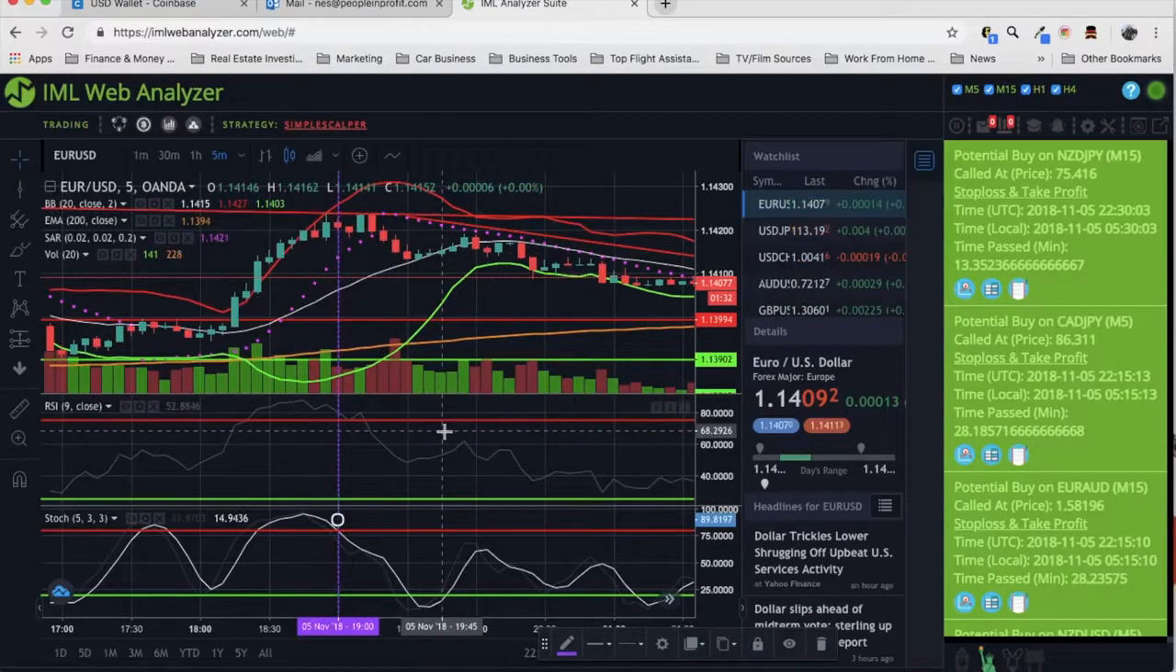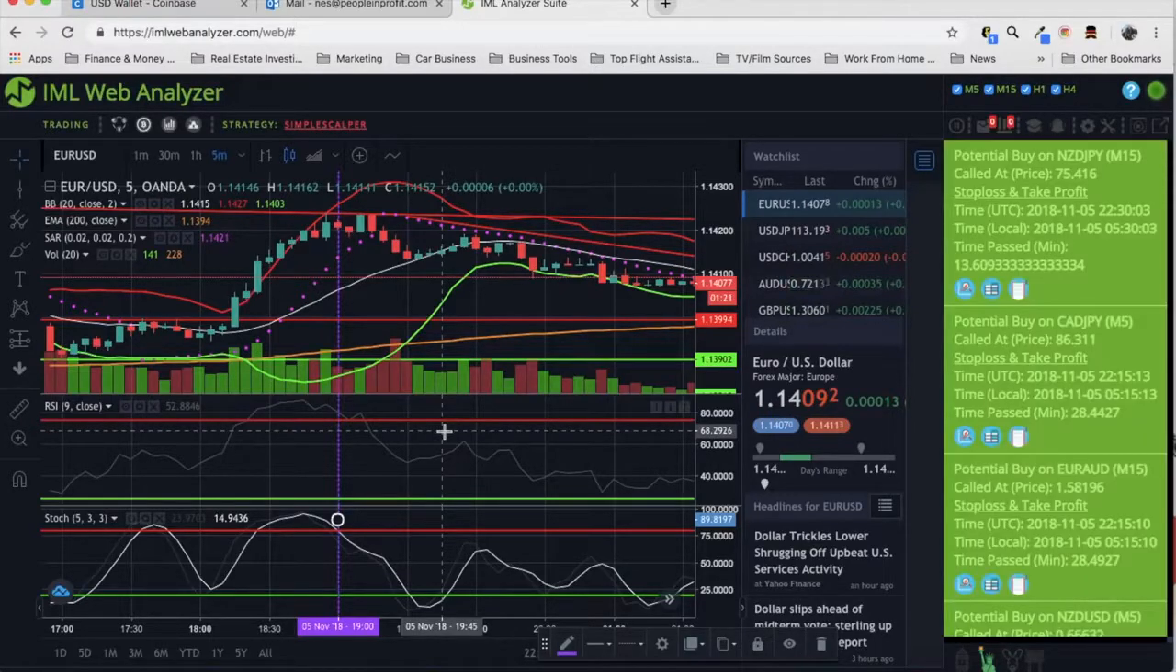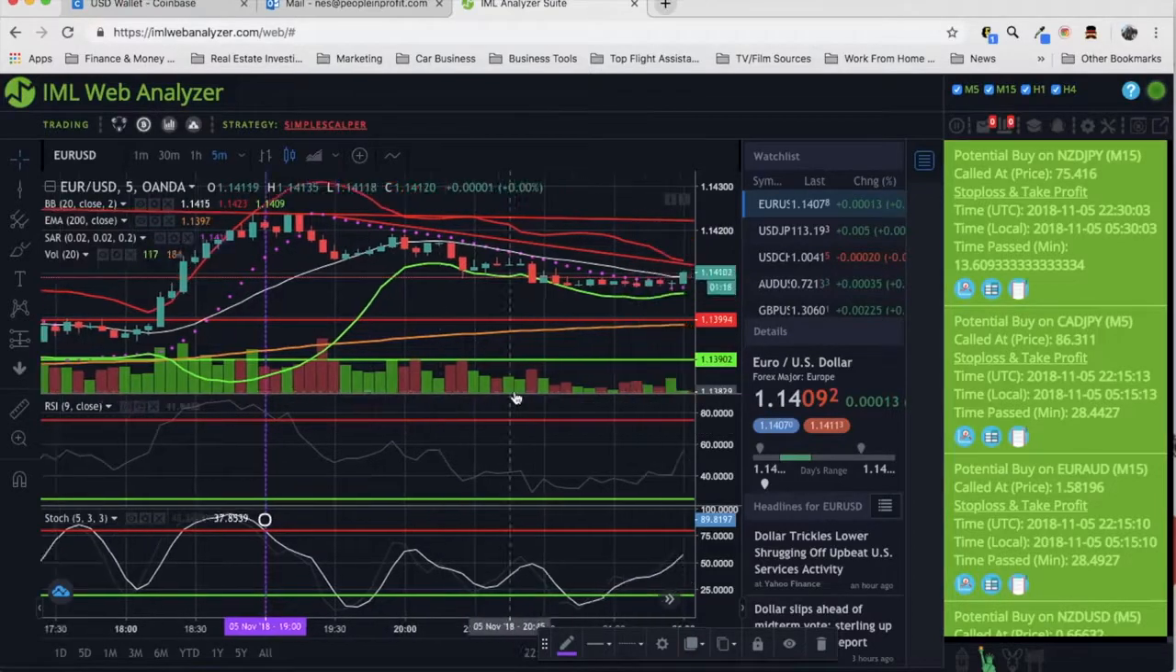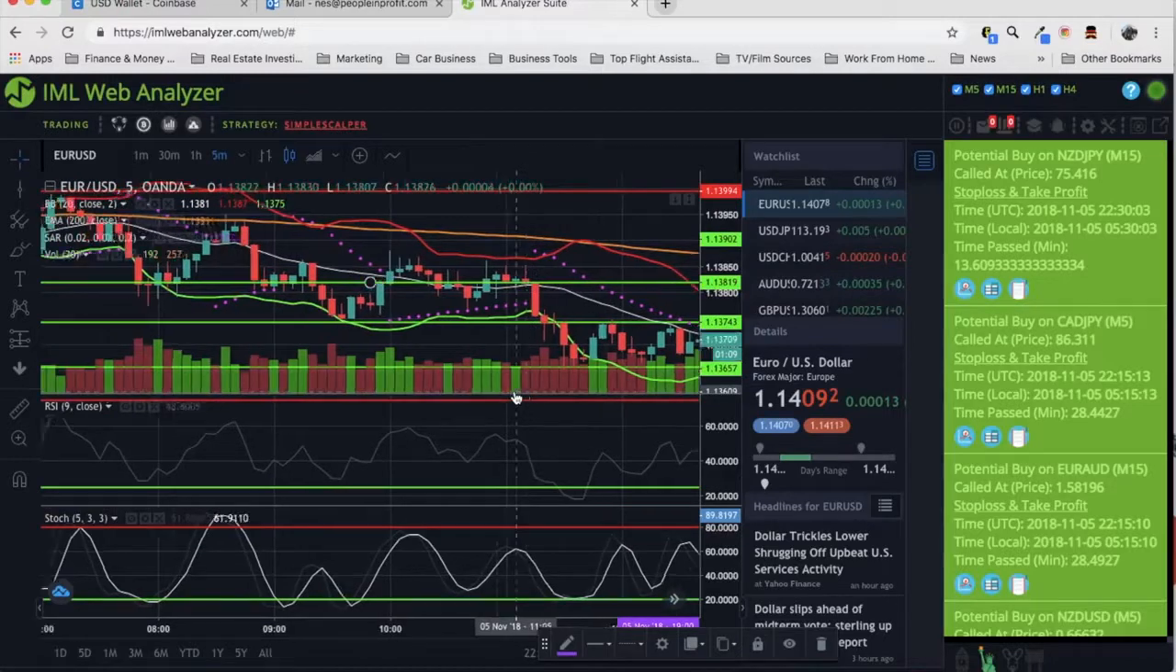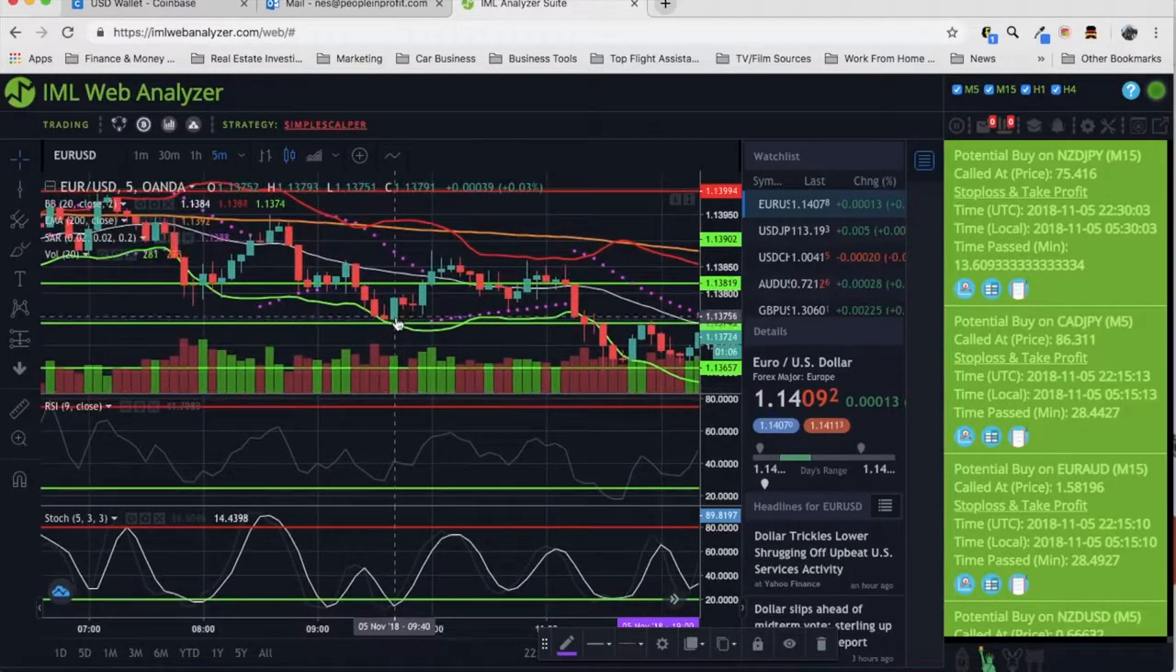So you want to collect minimum 3 confirmations. If you get more than 3 confirmations, that's great. So 4 confirmations is great. 5 or more confirmations is absolutely excellent for a high probable trading opportunity. Now, if we were looking for a buy, same thing. All we have to do is just collect different confirmations here. So look at this right here.